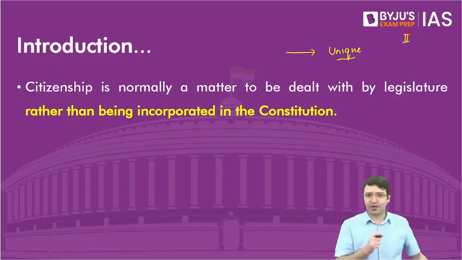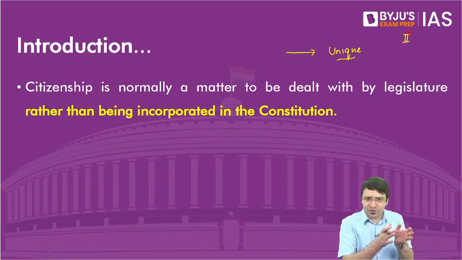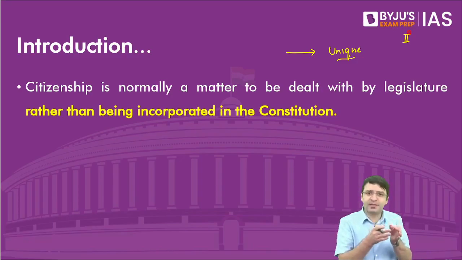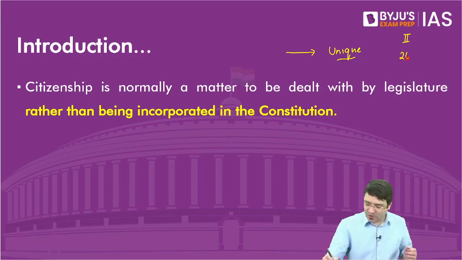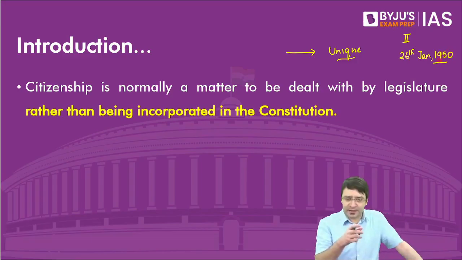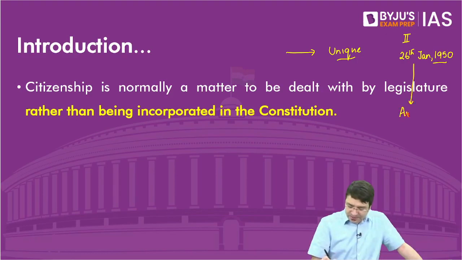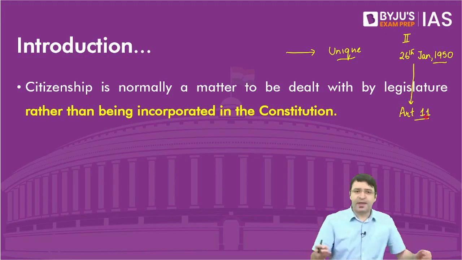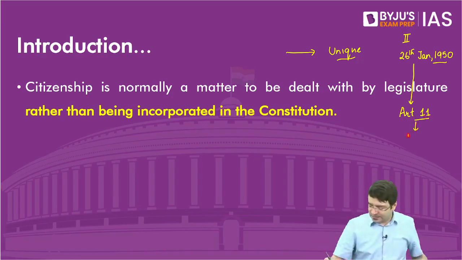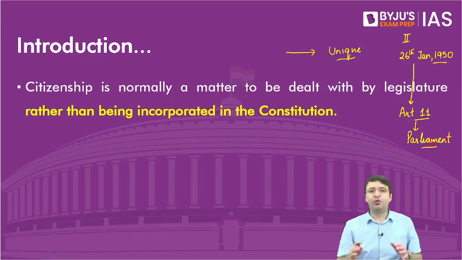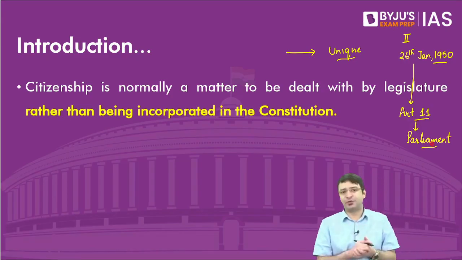But listen to me carefully. This chapter, part 2 of the Constitution, talks about who is the citizen of India at the time of the commencement of the Constitution, which is 26th January 1950. That means when the Constitution was enacted, who is the citizen of India? That is what is mentioned in part 2 of the Constitution. But similarly, Article 11 of the Constitution gives power to the Parliament: dear Parliament, you can pass a law, and through this law, you can regulate all matters related to citizenship.